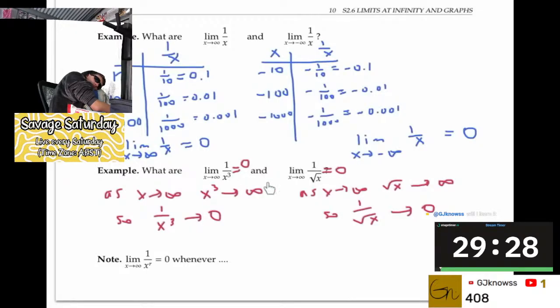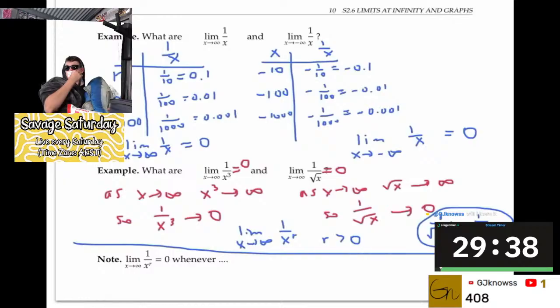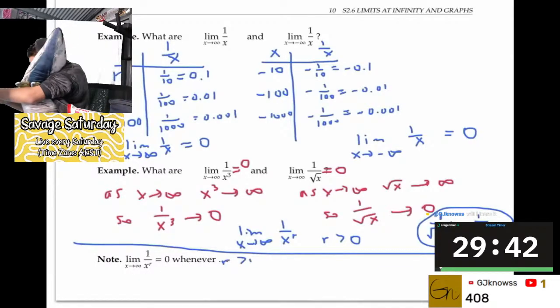Both of these examples are actually closely related because both have the form of the limit as x goes to infinity of 1 over x to the r, where r is a number greater than 0. In the second example, the square root of x is really x to the r, where r is 1/2. In fact, the limit as x goes to infinity of 1 over x to the r is always equal to 0 whenever r is bigger than 0.